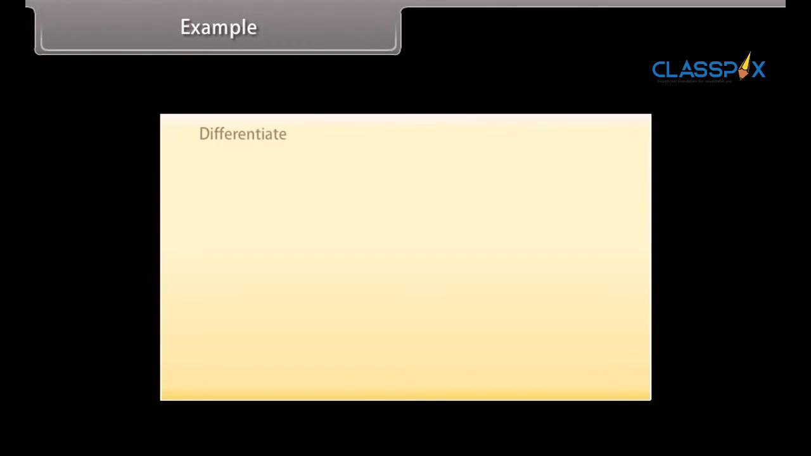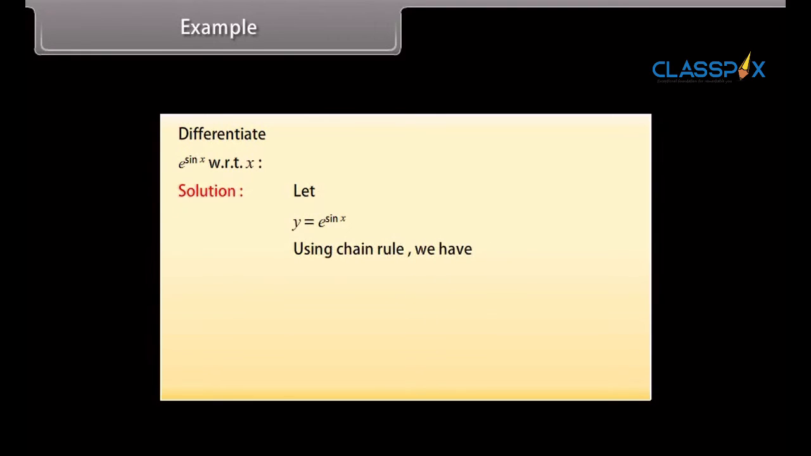Example: differentiate e raised to the power sin x with respect to x. Solution: let y is equal to e raised to the power sin x. Using chain rule, we have dy by dx is equal to d by dx of e raised to the power sin x is equal to e raised to the power sin x into d by dx of sin x is equal to e raised to the power sin x into cos x.